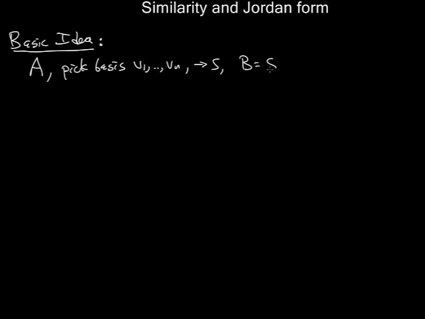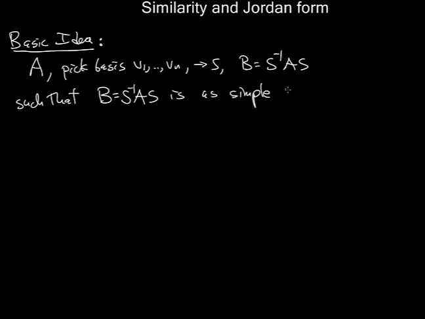Okay, so here's the basic idea. We have a matrix A, and what we'd like to do is pick a basis, V1 through Vn, so that the matrix with respect to this new basis, which is to say S inverse AS, is as nice as possible. I can pick any basis I want. I'll get lots of different matrices B. Pick the one which makes this B as simple as possible. That's what we're going to be talking about for a little while now.